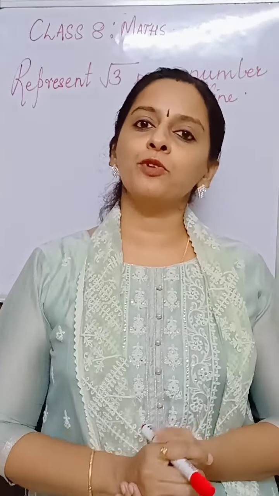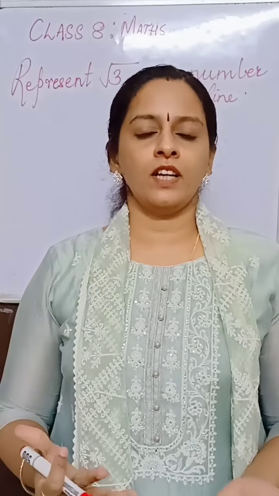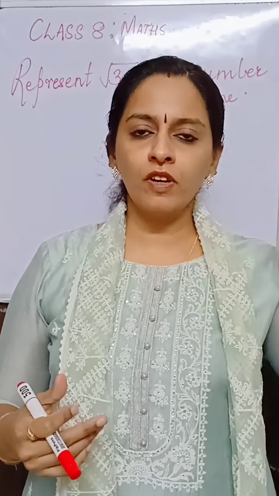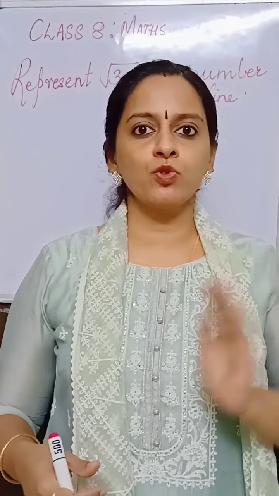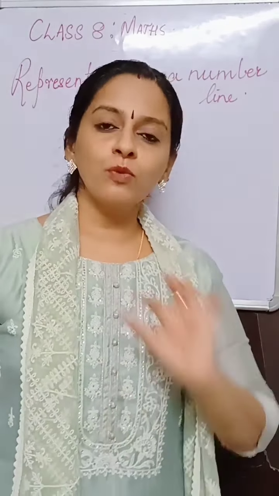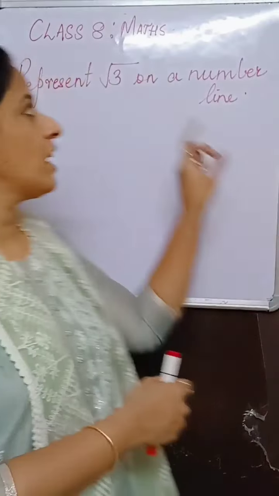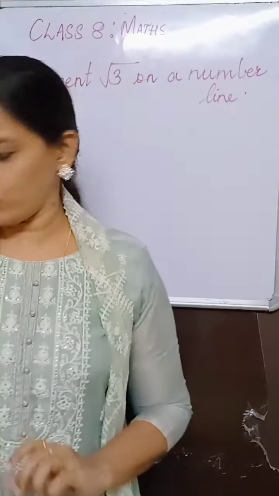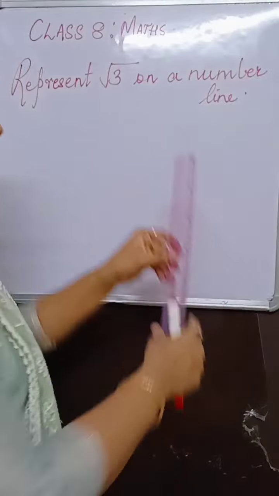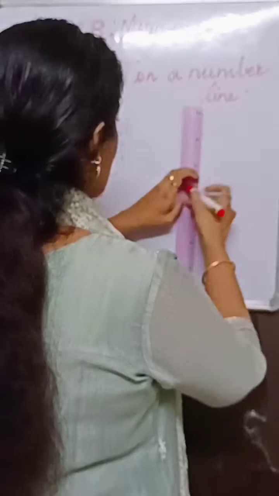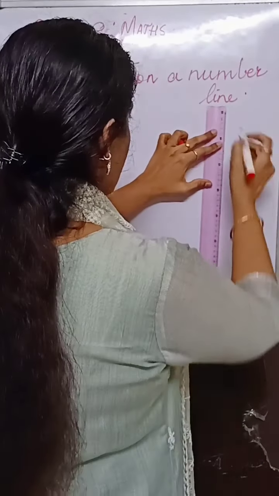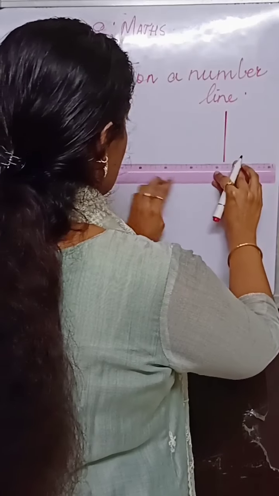Today we will learn to represent root 3 on a number line. As you all know, we will be taking the help of the hypotenuse side test. Let us decide what will be the length of the perpendicular sides so that we get root 3 as the hypotenuse. So I'll start with a rough figure. Okay, rough figure is a must. We'll draw a right angle triangle.